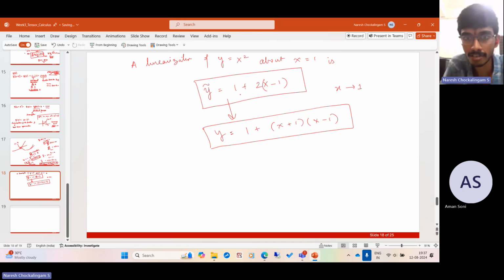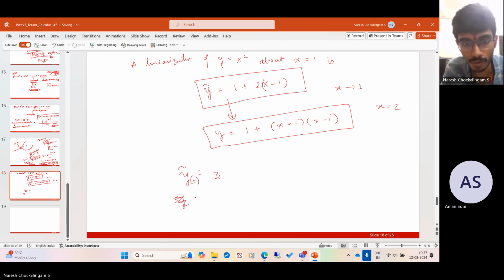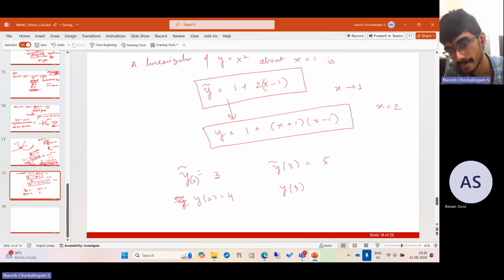But as you take values which are far away from 1, say x equal to 2, what happens? Y tilde takes the value 1 plus 2 into x minus 1, which is 3. So y tilde of 2 is 3, and y of 2 is 4. And what about y tilde of 3? It is 5, whereas y of 3 is 9. So as you go away from this point, it may not match.